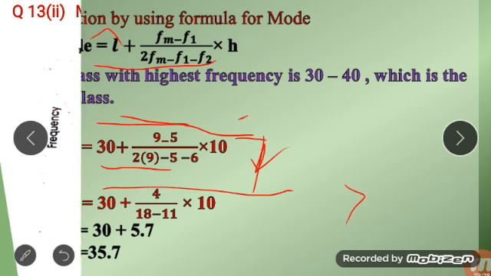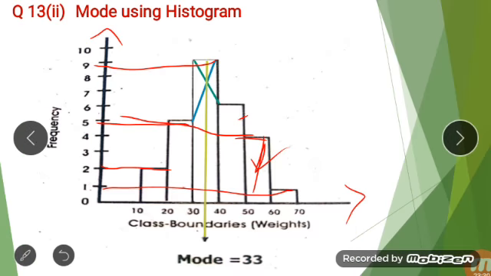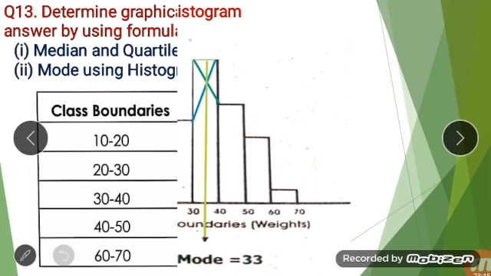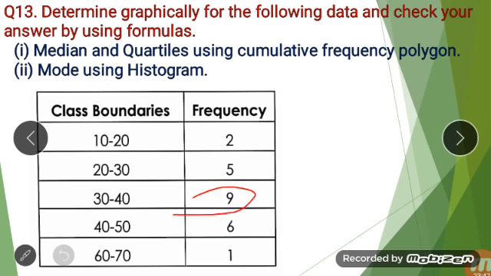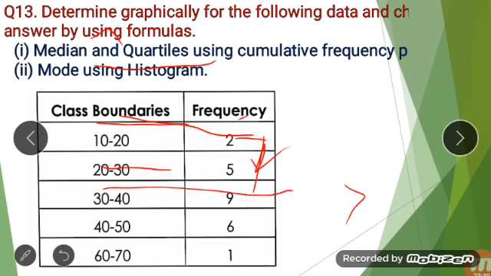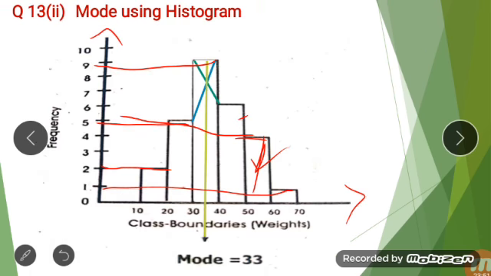Now we have to see which one of these will be the mode or the modal class. So of course the rectangle having the highest peak indicates the modal class. Why? Because according to the definition of mode, the most frequent observation is known as mode. So which class has the highest frequency? 30 to 40. So this is the modal class, or the rectangle with highest peak is the modal class.